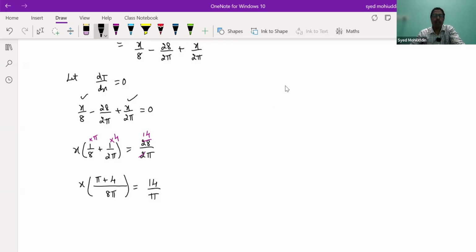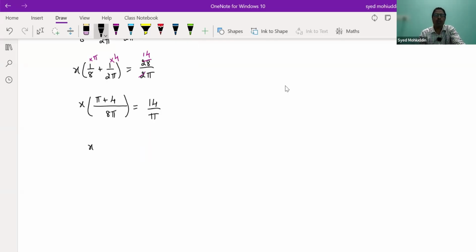But I want the value of x over here. x will be equal to 14 by pi. Now this value goes in the numerator, and this value comes in the denominator. So you are left with 8 pi divided by pi plus 4. Now this pi and pi will get cancelled. I think only that value will cancel out. The remaining value will be left as it is. So x will be equal to 112 divided by pi plus 4. This is the value of x. So the x value has been obtained.